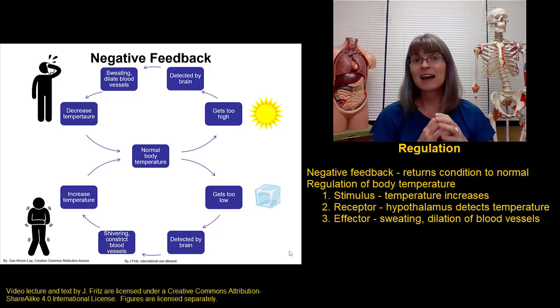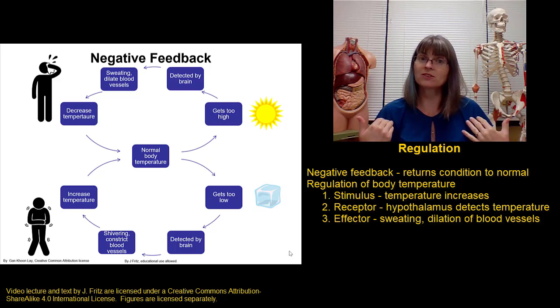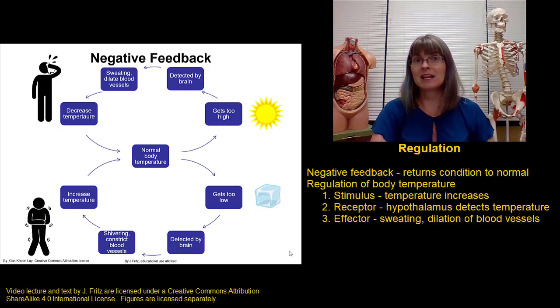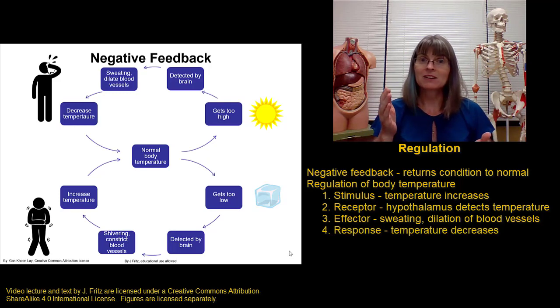And it will also cause dilation of the blood vessels in your skin. That brings the warm blood to the surface of the skin where the heat can radiate out of the body, allowing the body to cool off. These mechanisms will cool the body, bringing the temperature back to the normal point.